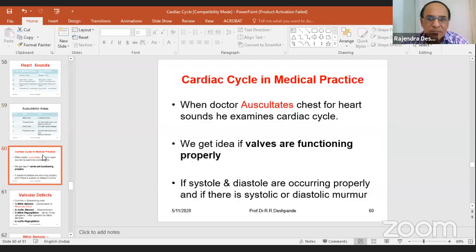Okay. Cardiac cycle in the medical practice. When a doctor auscultates the chest for the heart sound, he examines cardiac cycles and he examines whether valves are functioning properly or not, if systole and diastole are occurring properly.